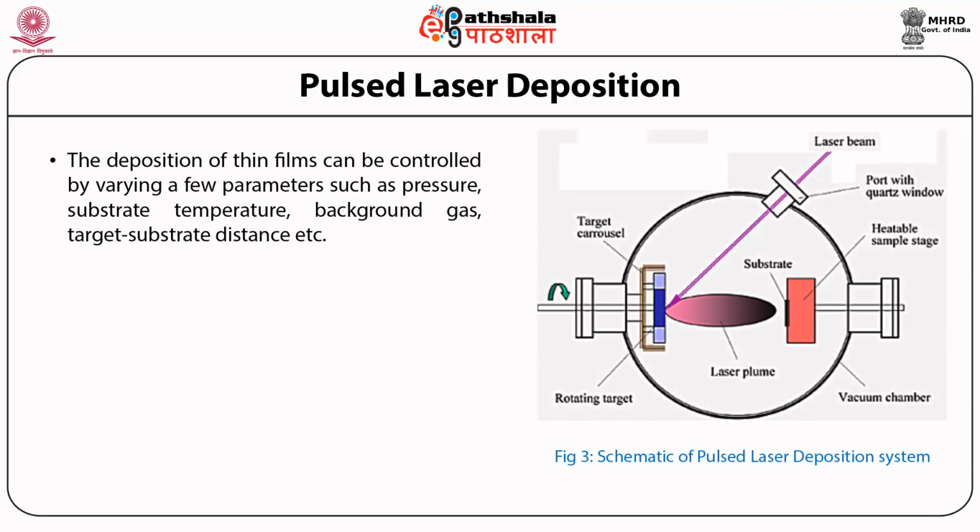This figure shows the schematic of the pulsed laser deposition system. The deposition of thin films can be controlled by varying a few parameters such as pressure, substrate temperature, background gas, target-substrate distance, etc. So students, let us summarize what we have learned in this module.